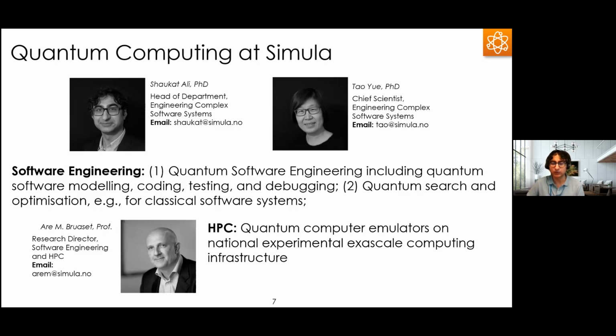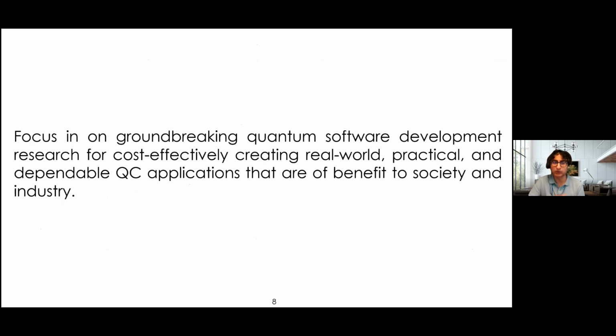I do know that some of my colleagues in the networking department have also started to look at quantum networks. And there are some people at Simula in Bergen who are also looking into cryptographic applications of quantum computing. Our focus is on doing this new research on how to cost-effectively develop quantum software for real-world, practical and dependable quantum computing applications, which are beneficial to society and industry. It means that we want to help people with new methods so that they can easily develop safe and reliable quantum computing applications, which are based on quantum software.